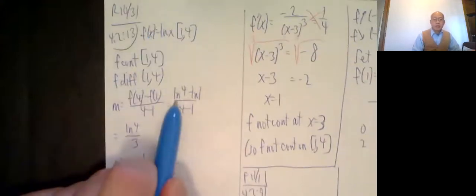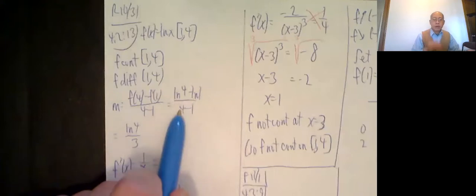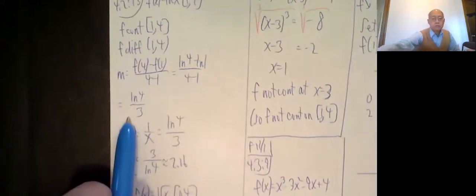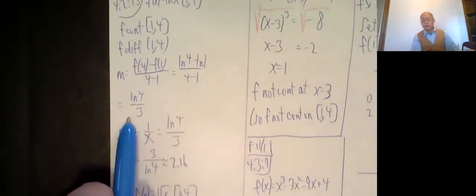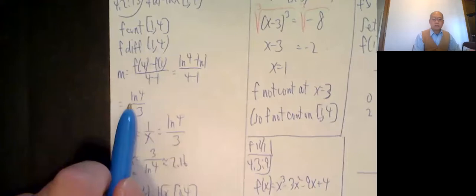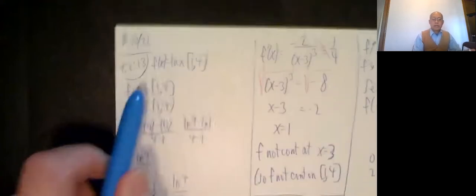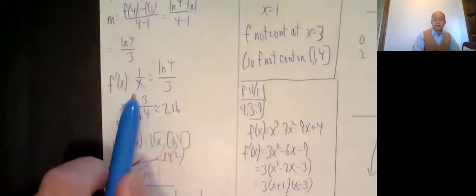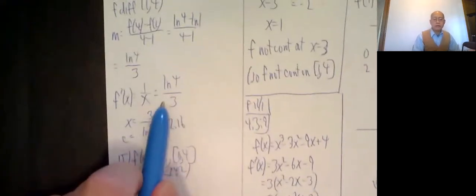Plug in ln 4 minus ln 1 divided by 4 minus 1. Natural log of 1 is 0, so I have ln 4 over 3. That's the slope. Not a very nice number, but still a slope. Okay, so the mean value theorem says somewhere between 1 and 4, that's the slope. Okay, so let me take the derivative, which is 1 over x, slope in general, right? 1 over x equals natural log of 4 divided by 3.